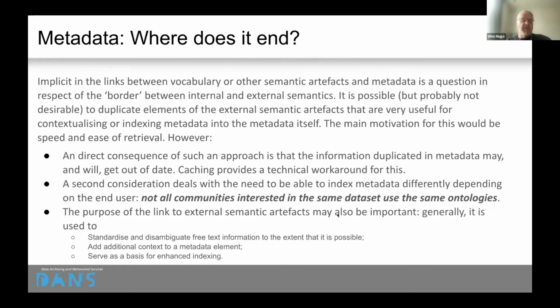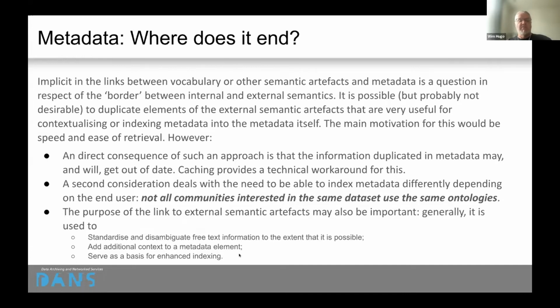But generally, it is one of three classes, as far as I can see. The one is to standardize and disambiguate free text information to the maximum extent possible, so linking them up to controlled vocabularies or other graph-based resources. Another is to add additional context to a metadata element. For example, one can think about something like a license where we have a persistent identifier to a license that's applicable to the metadata record. But all of the rest of the provisions of that license can be found in a registry of licenses, for example, and we don't have to include it into our metadata directly. And then also to use these semantic artifacts as a basis for enhanced indexing. So those are the three main uses.